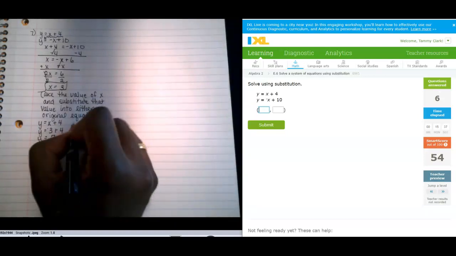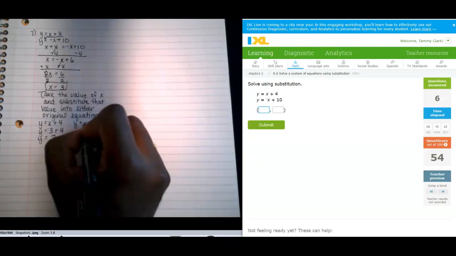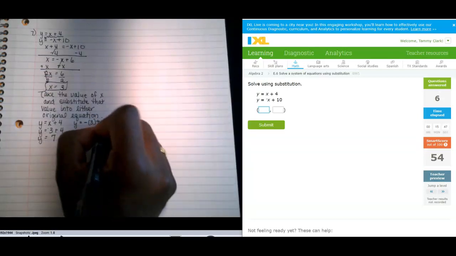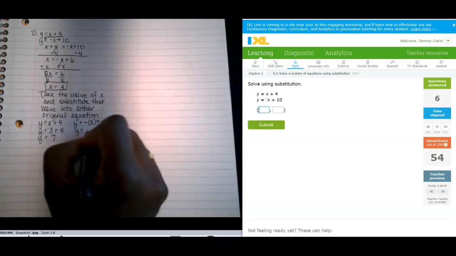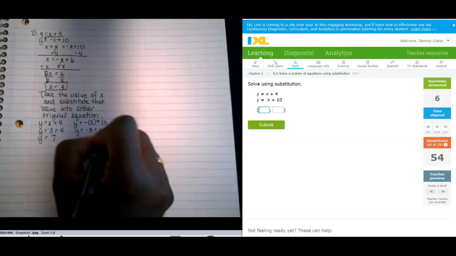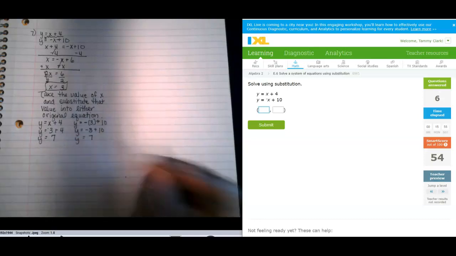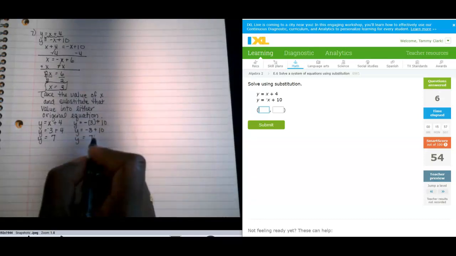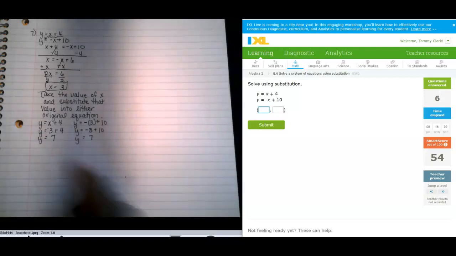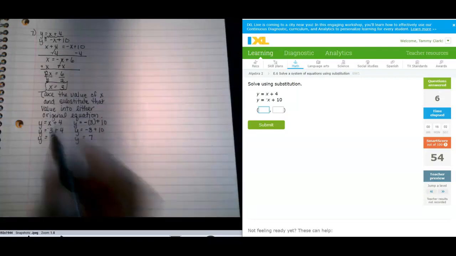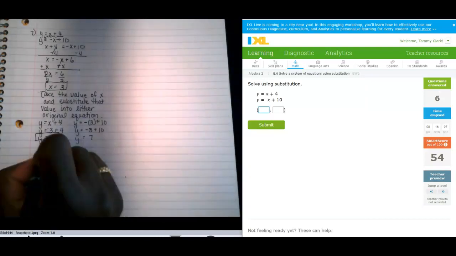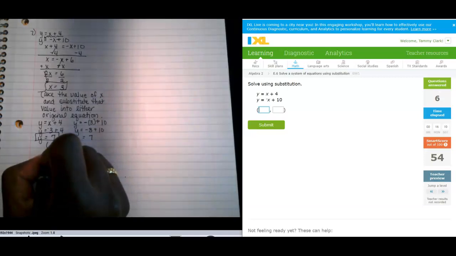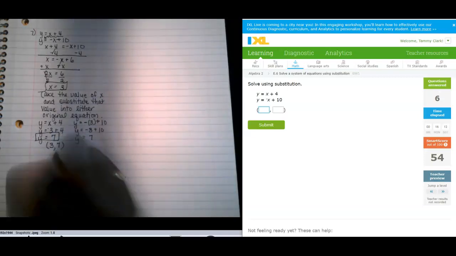Or I could say, no, I don't want to use that one. Let me use the second one. Y is equal to negative x, x is 3, plus 10. So y is equal to negative 3 plus 10. Therefore, y is equal to positive 7. So it didn't matter which one I used. I just needed to use one of these originals to find the value of y. So y obviously is 7. So the solution to this ordered pair would be 3, 7.